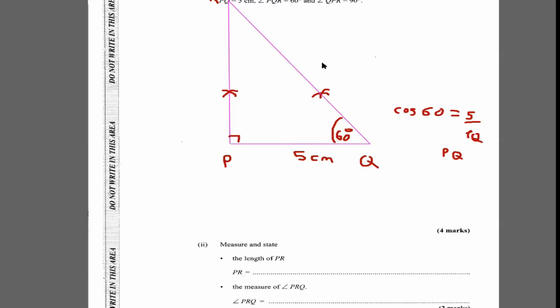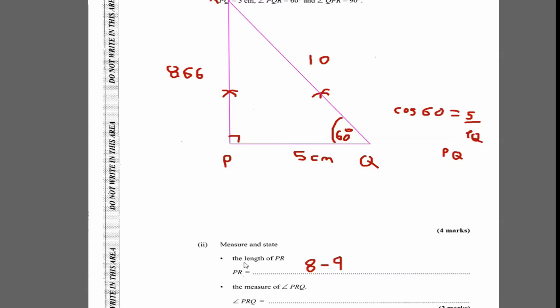All right, if the hypotenuse is 10, what should be PR? PR should be 10 squared minus 5 squared, square rooted. So this should be the answer, 8.66 centimeters. So really and truly, you should get a length somewhere between 8 and 9. Based on how accurate your diagram is, you should get an answer between 8 and 9 centimeters.